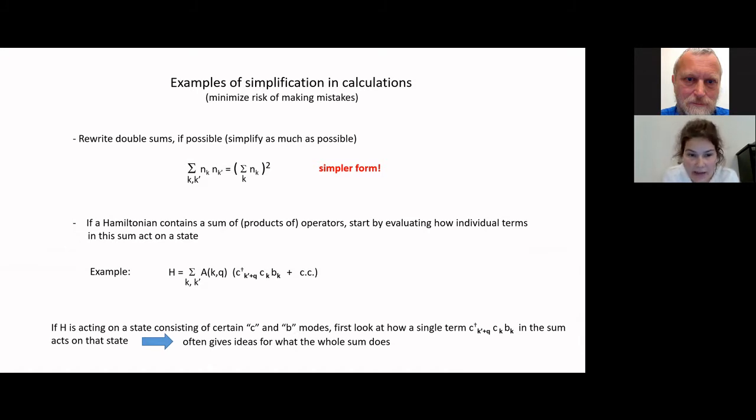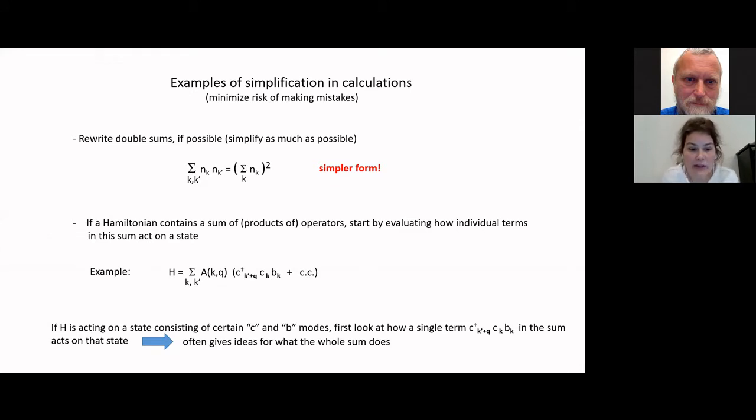So when you are asked to evaluate this Hamiltonian, pick one term from the sum, only this one, for example, and let it act on the eigenstates and see what it does. And often you will find that you don't need all the sums in the term or all the terms in the sum, because many of them will give you zero.